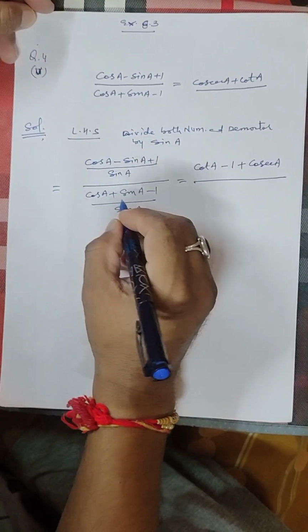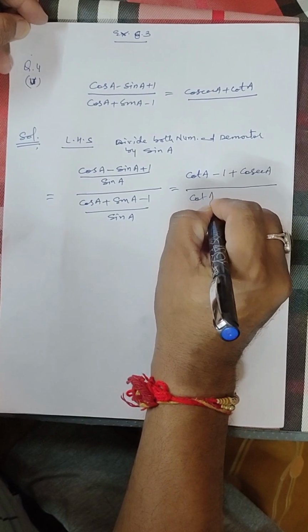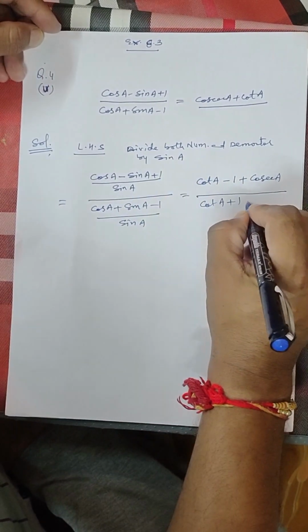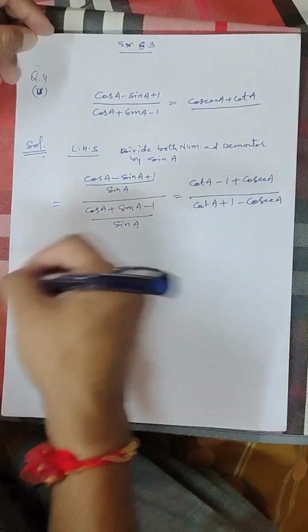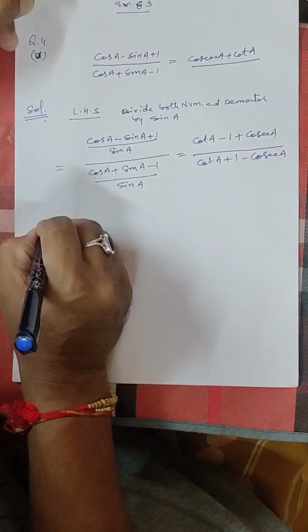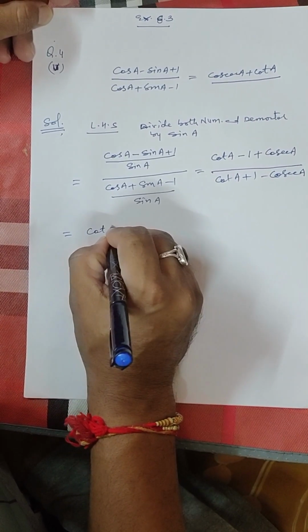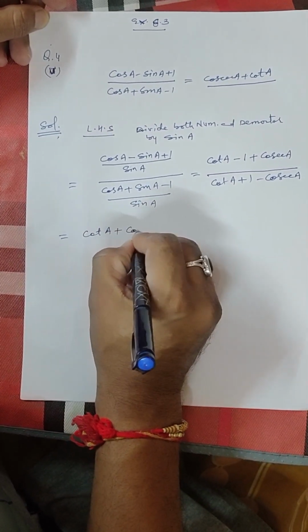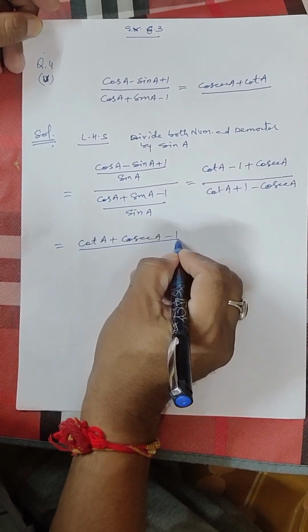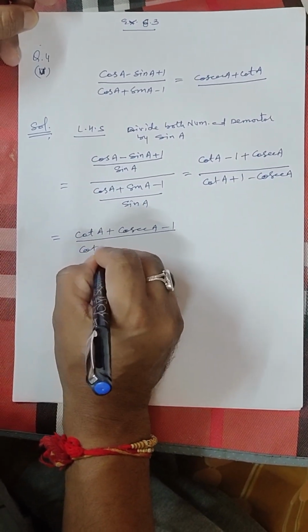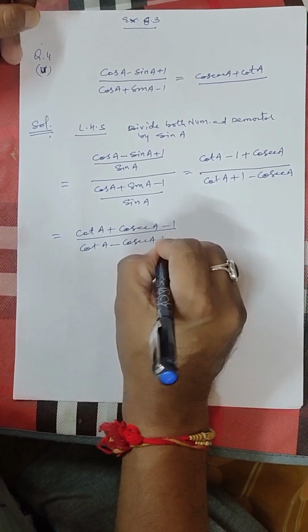Similarly, cos A upon sin A is cot A, plus 1 minus cosec A, and sin will cut. Now arrange these terms: cot A plus cosec A minus 1, upon cot A minus cosec A plus 1.